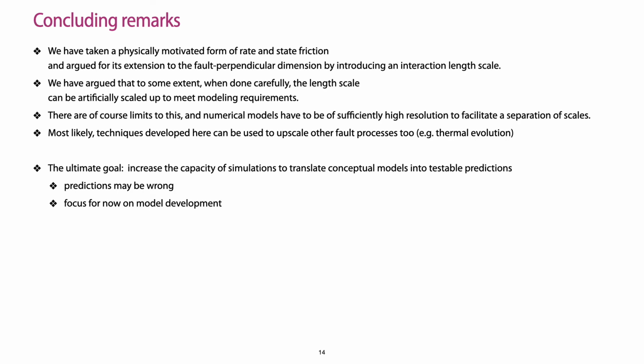In conclusion, we have taken a physically motivated form of the rate and state friction and argued for its extension to the fault perpendicular dimension by introducing an interactional length scale. We have also argued that to some extent, when done carefully, the length scale can be artificially scaled up to meet modeling requirements. There are of course limits to this, and numerical models have to be of sufficiently high resolution to facilitate the separation of scales.